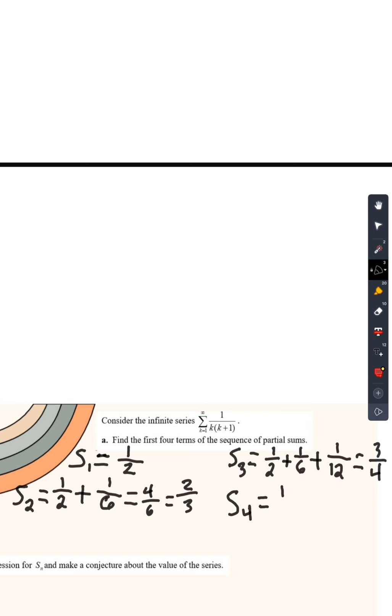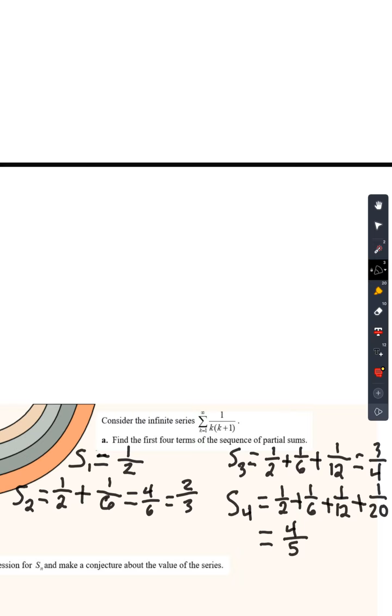Lastly, for my s sub 4, I have 1/2 plus 1/6 plus 1/12 plus, now when I'm plugging in 4 plus 1 gives us 5. 5 times 4 gives us 20. Adding those all together, we would get 48/60, which is 4/5.